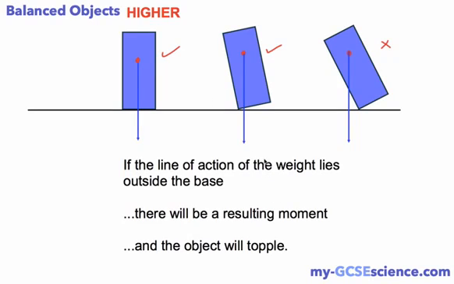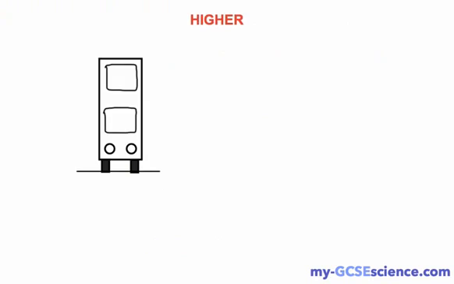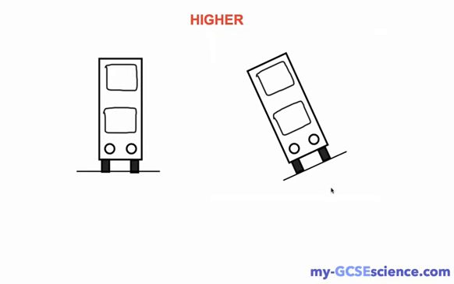So the whole idea is being able to explain in terms of the line of action of the weight whether there's a resulting moment or not, and whether it will topple. And remember, you've got to combine the idea of center of mass with this explanation as well. Now, you could apply this to an idea like this. We have a bus that's driving along. What happens if the bus was to drive this way on a slope? Would it topple over or not?